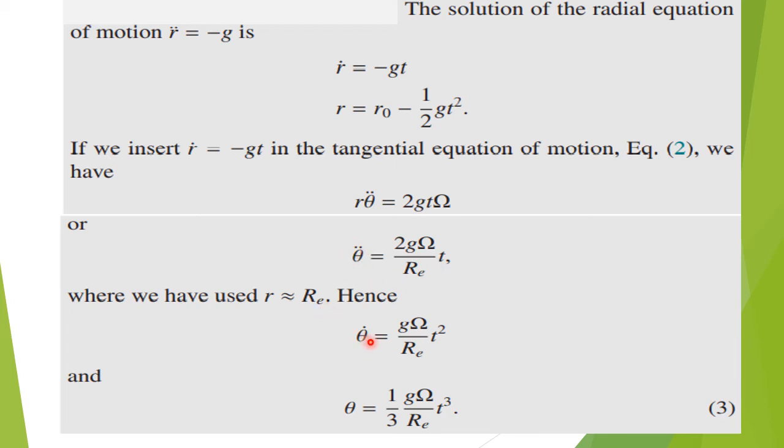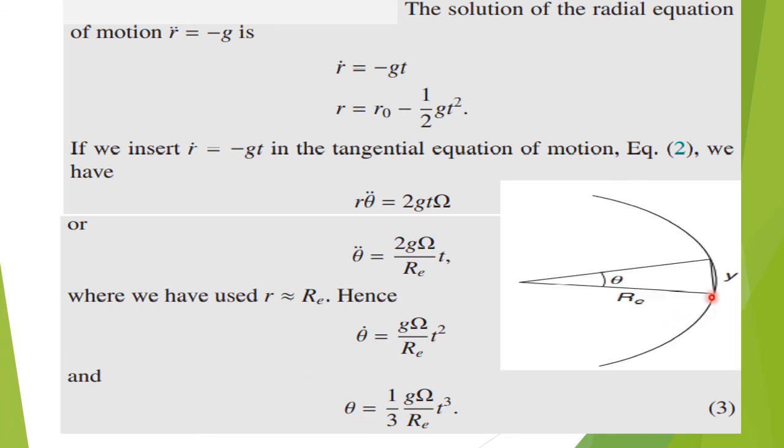So here you get the tangential equation of motion, θ double dot is equal to 2 g ω by r_e times t. We use the same approximation, r is approximately r_e. On integrating you get θ dot, and on integrating again you get θ is equal to 1 by 3 g ω by r_e t³. This is the amount of angular deflection towards the east direction for the freely falling mass. Here t is the time at which we are calculating it.